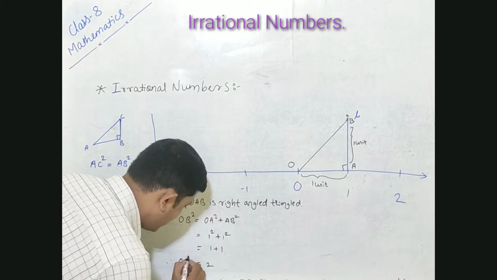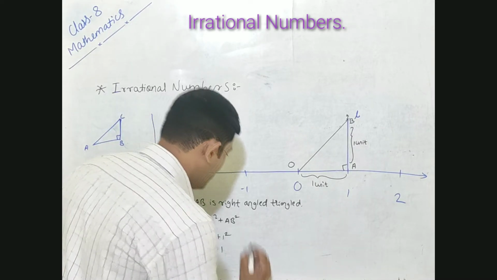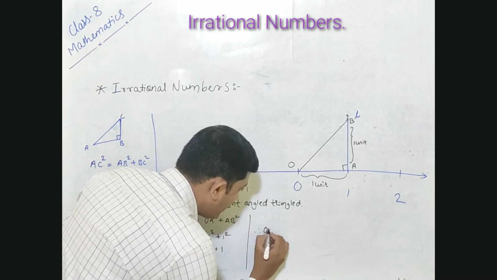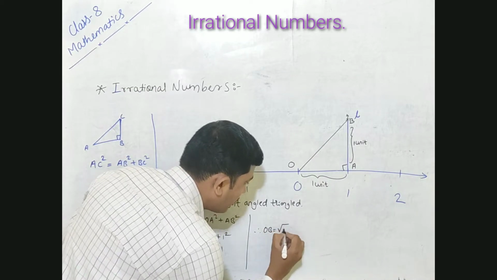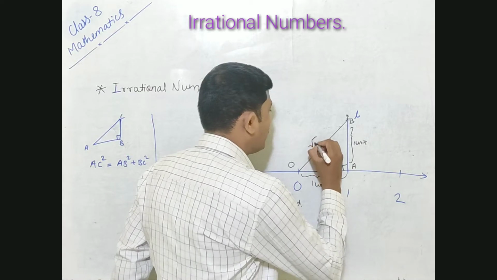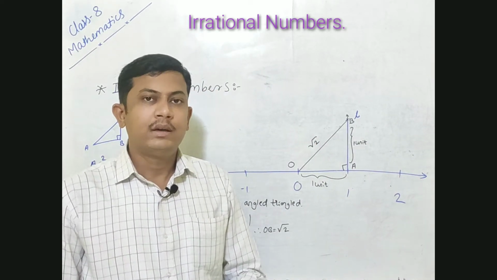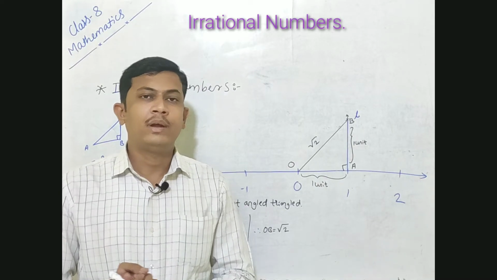Therefore, OB square is 2. If we take the square root on both sides, what we get? Therefore, OB is equal to root of 2. So the distance of OB here is root 2. Now we have to find the length or the exact approximate value of root 2.